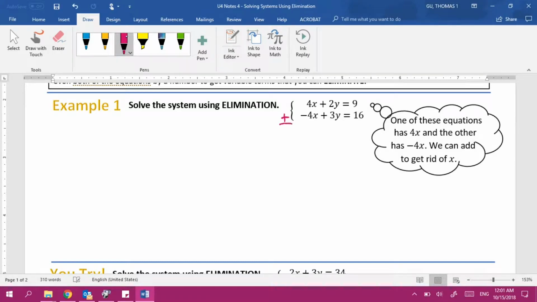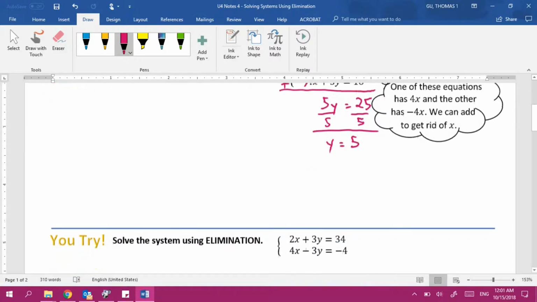Watch, if I add these together, 4x plus negative 4x cancels each other out. Then 2y plus 3y is 5y, and 9 plus 16 is 25. With one simple step, we've already isolated a variable and we can solve for it right away. I want to solve for y now, because it's by itself on one side. Divide both sides by 5, and that tells me that y equals 5. That was quick! I already solved for one variable.